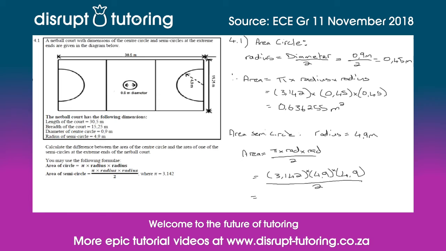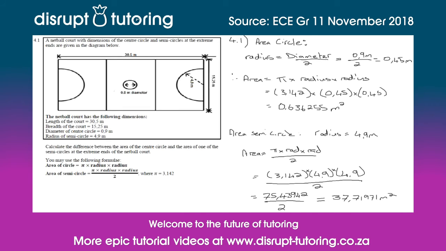So we put this all into our calculator. We're going to put in the top part into our calculator, so the bottom is going to be 2. So the pi times 4.9 times 4.9 I get is 75,43942. So then that divided by 2 gives us a final answer for the area of the semicircle being 37,71971 meters squared.